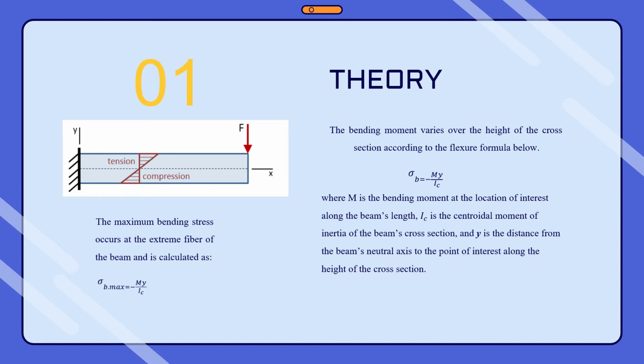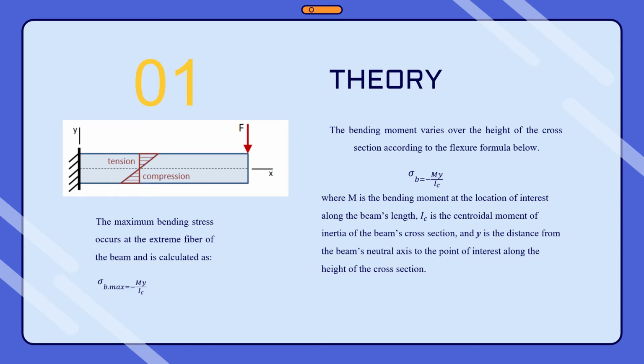The bending stress is zero at the beam's neutral axis, which is coincident with the centroid of the beam's cross-section. The bending stress increases linearly away from the neutral axis until the maximum values at the extreme fiber at the top and bottom of the beam. The bending moment varies over the height of the cross-section.